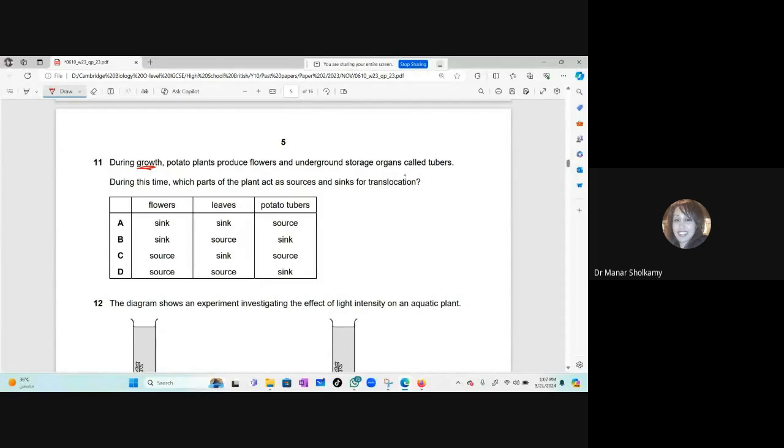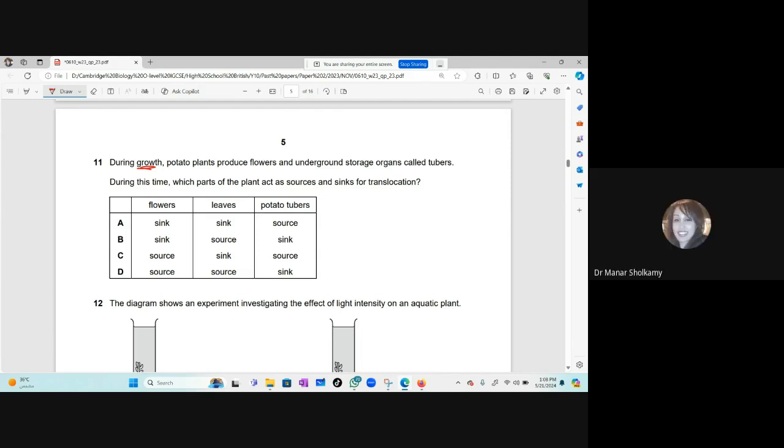During growth, potato plants produce flowers and underground storage organs called tubers. During this time, which parts of the plant act as a source and sink for translocation? What did you say? What will be the source? The potato tubers are the source.